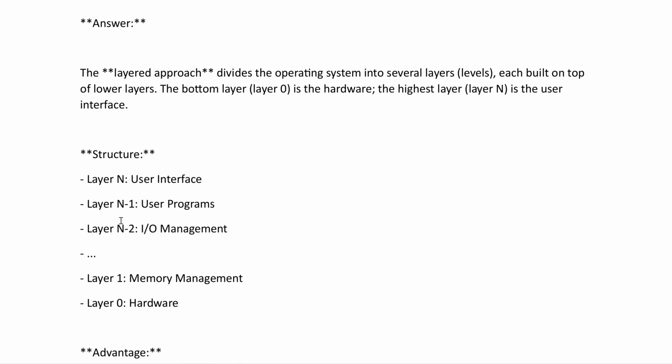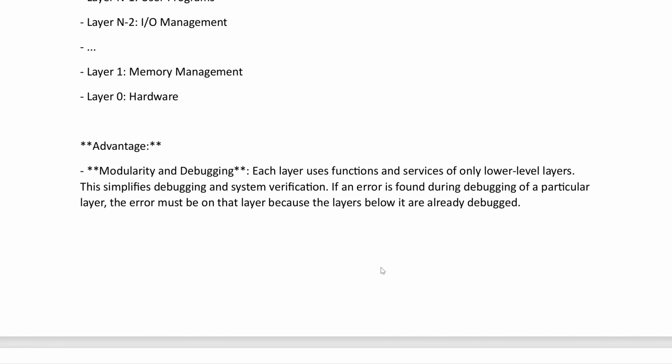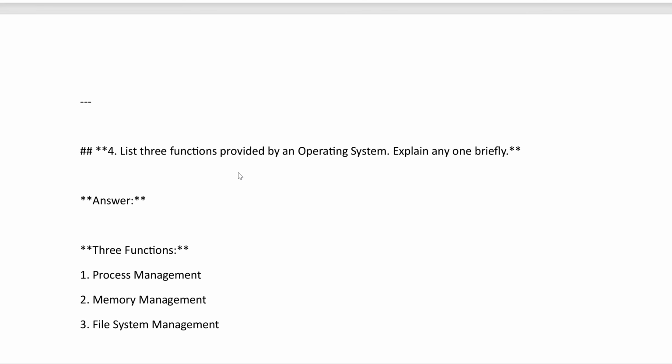So the topmost layer N is user interface, then underneath comes the user programs layer, then input output management, and the second layer from last is memory management layer, and the bottommost layer is the hardware layer. Advantage is modularity and debugging. Each layer uses functions and services of only lower level layers. This simplifies debugging and system verification. If an error is found during debugging of a particular layer, the error must be on that layer because the layers below it are already debugged.